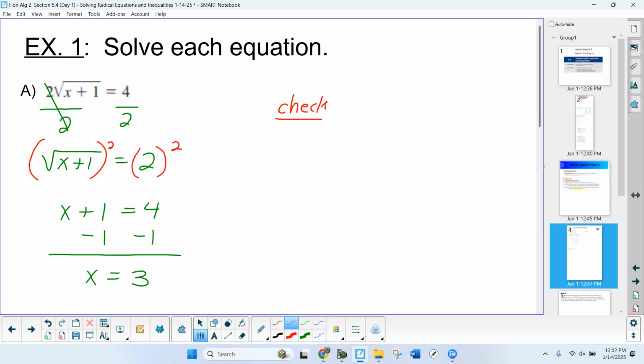So I'm going to do a quick check. 2 times the square root of 3 plus 1. Does that equal 4? Well, what's 3 plus 1? 4. And what's the square root of 4? And what's 2 times 2? Does that equal 4? Yeah. So your left side equals your right side. We're good. We can come and box in this answer.